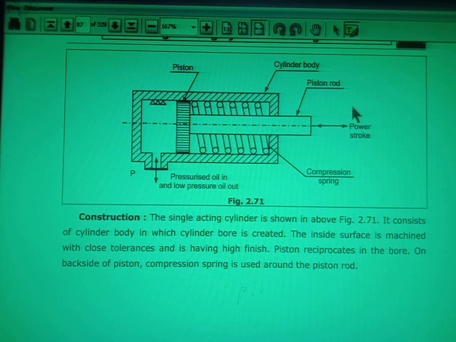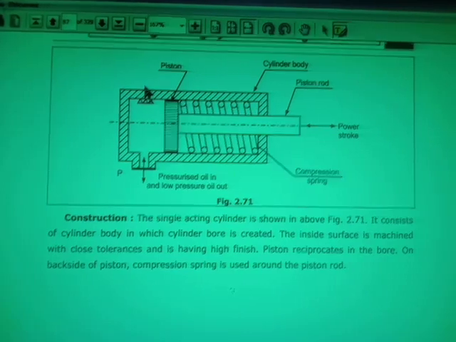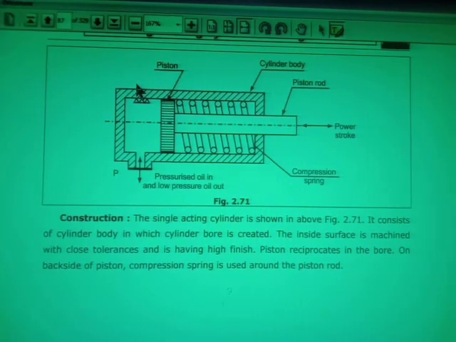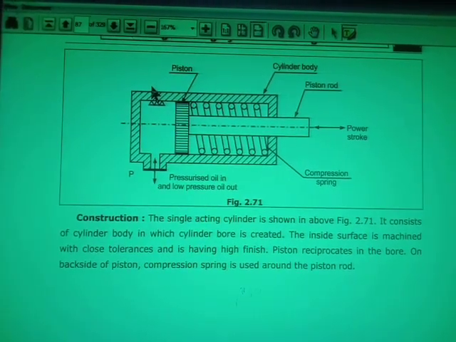Now, it is the diagram of the single acting single piston rod hydraulic cylinder. What is the construction of this hydraulic cylinder? You can see this part is the body of the hydraulic cylinder. In this body, one port is provided. This port is the inlet as well as the outlet port. The oil will go in through this port and the oil will also come out through this port. So inlet and outlet both take place in one port. There is only one port for the single acting hydraulic cylinder.